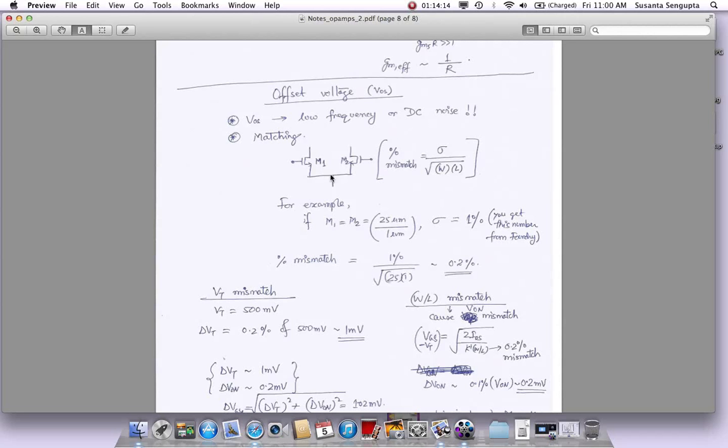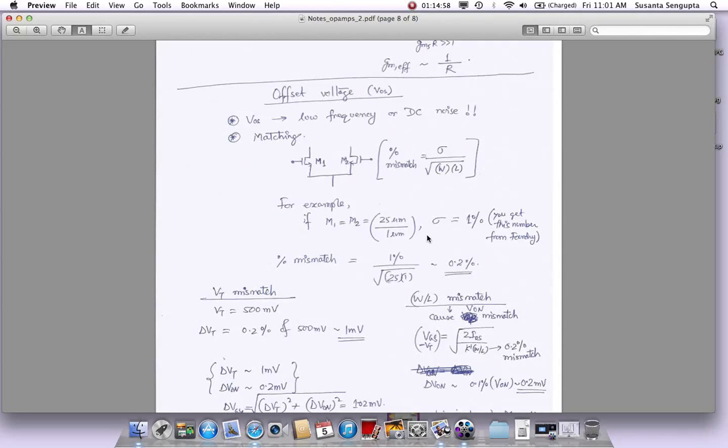Typically the way we represent the mismatch between two devices is with a percentage mismatch. The percentage mismatch between two is given as something like sigma by square root of the area. You have a W and L of these devices; you take the square root of the area of the gate and you put a sigma. Sigma is a number that you get from the foundry. It could be say 1% or something like that. It could be less than 1% for certain good processes, or higher for smaller geometry, like the submicron processes. So this is a number that you get from the foundry, and you use it to see what kind of percentage mismatch you can expect between these two. Let's take an example. We did the design where we said M1, M2 was 25 micron by 1 micron.